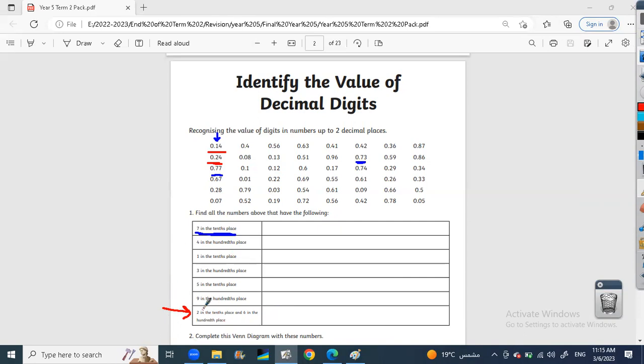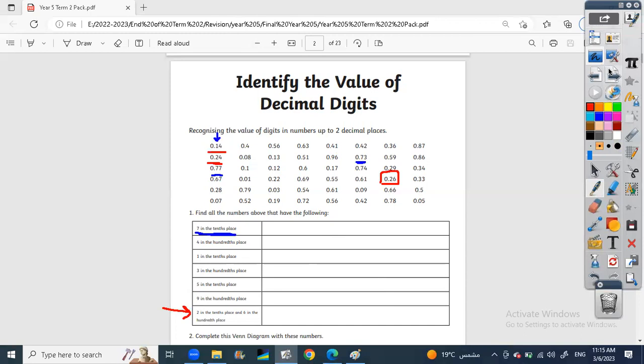Okay, so they want here 2 in the 10ths and 6 in the hundredths. So the first digit after the decimal must be 2, and the second digit after the decimal must be 6. So it's 0.26 actually. Where's 0.26 in here? Here you go. This is the only number that is going to have 2 in the 10th place and 6 in the hundredths place. Okay. Let's continue.